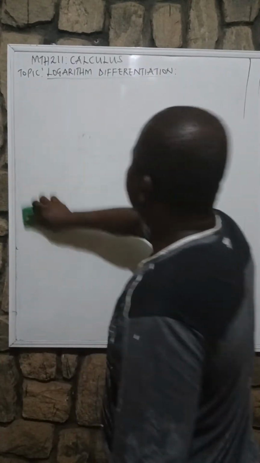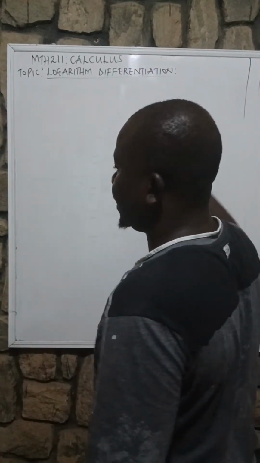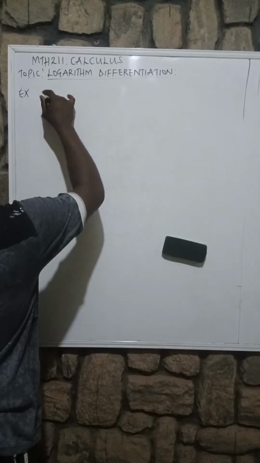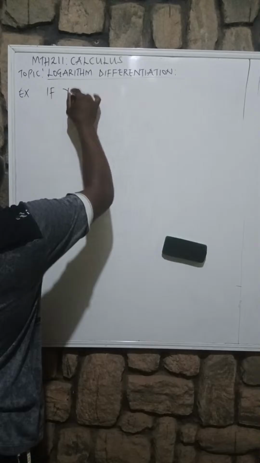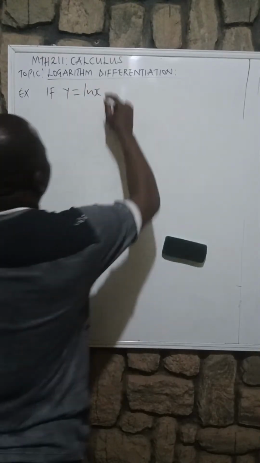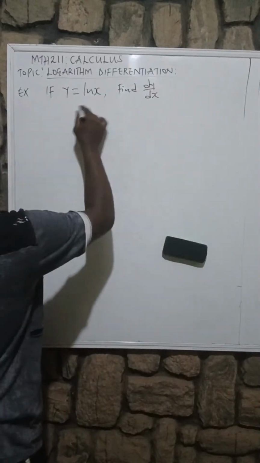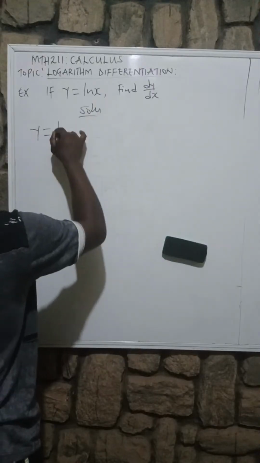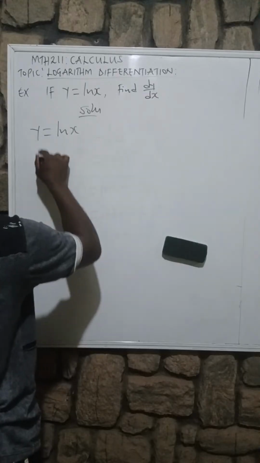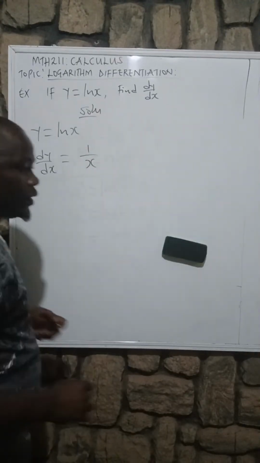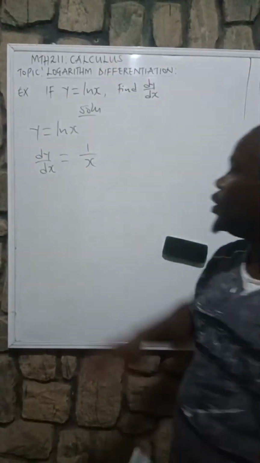I want us to know these basic things. If we have an example, if y equals ln x, and we are asked to find dy over dx, we write the solution: y equals ln x gives us dy over dx equals 1 over x. Is that clear? If you differentiate ln x, you are going to have 1 over x. It's very important. Take notes.